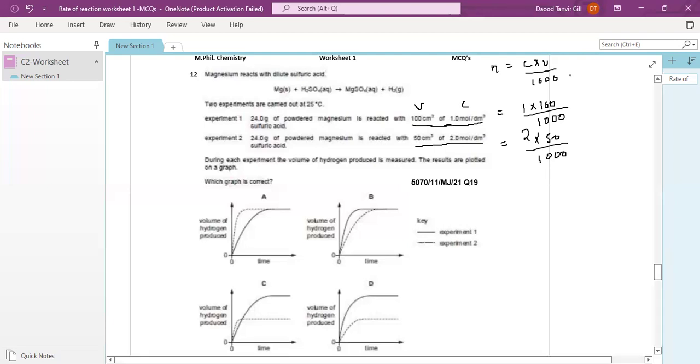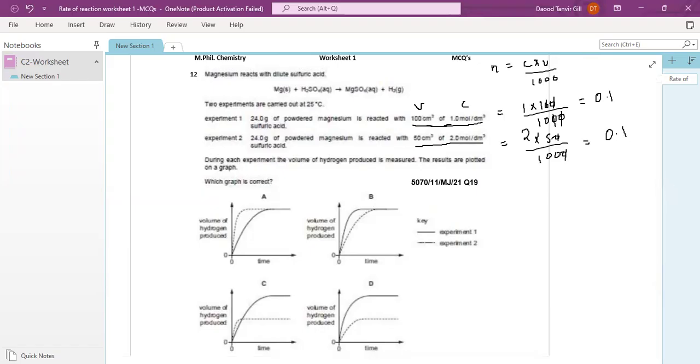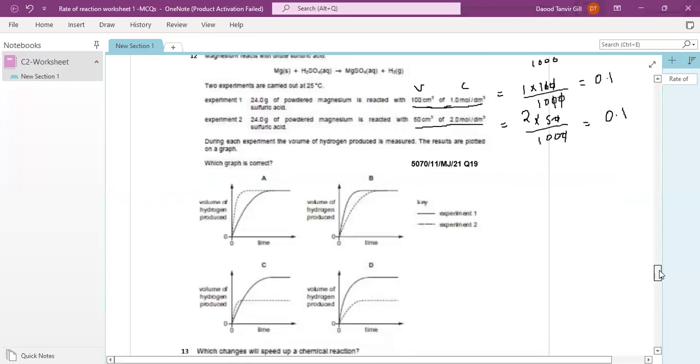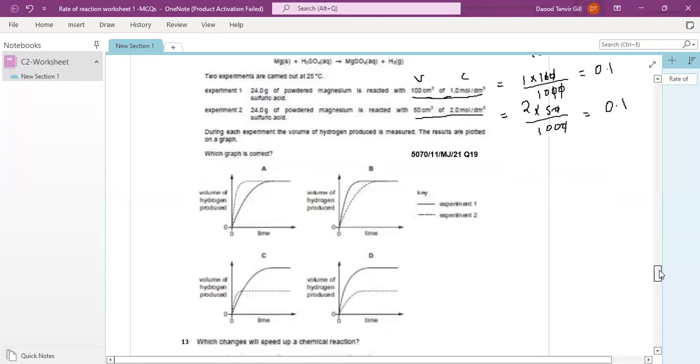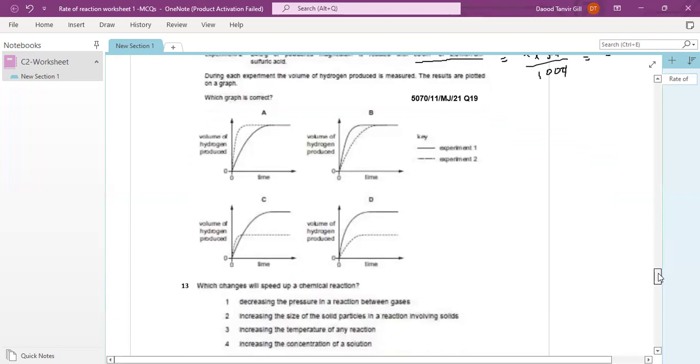Let's calculate. For simplicity, I will just cancel out the zeros and we will be getting 0.1. In the same case, for experiment number 2, we will be getting the same number of moles. Since the number of moles are the same, the volume of hydrogen gas would stay the same. So which graph shows that the volume stays the same by changing the conditions? Yes, it's A and B.